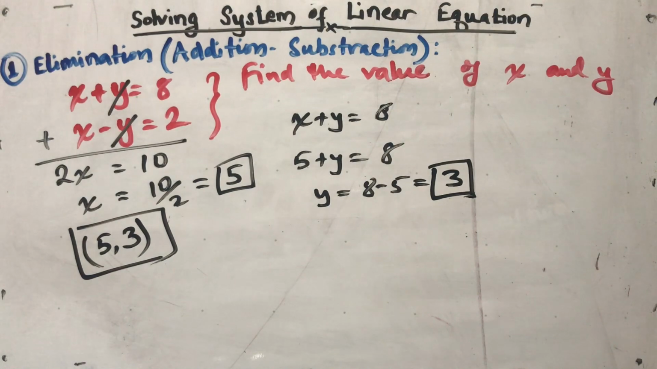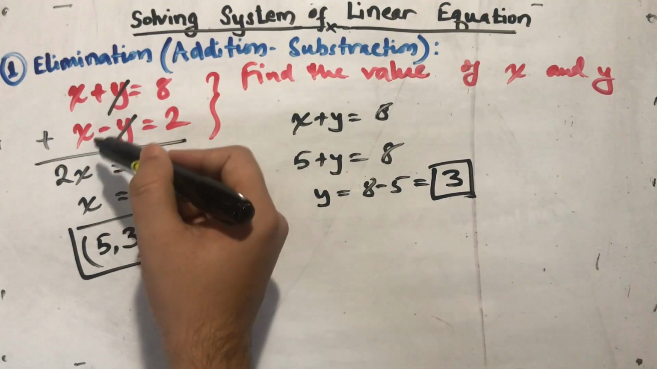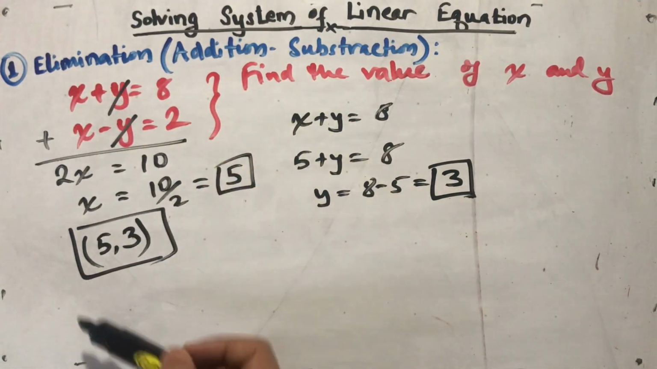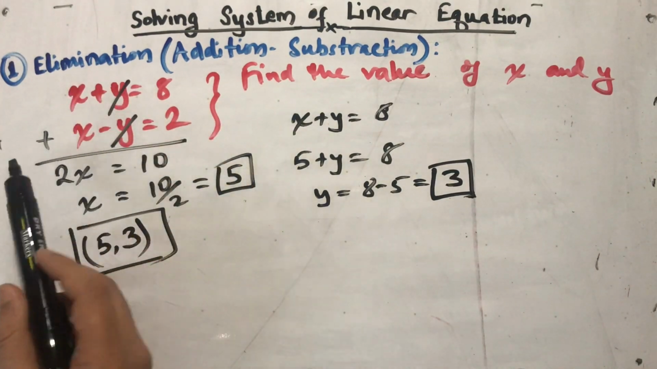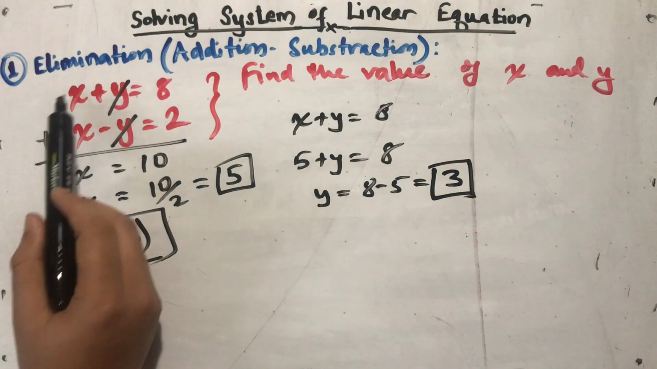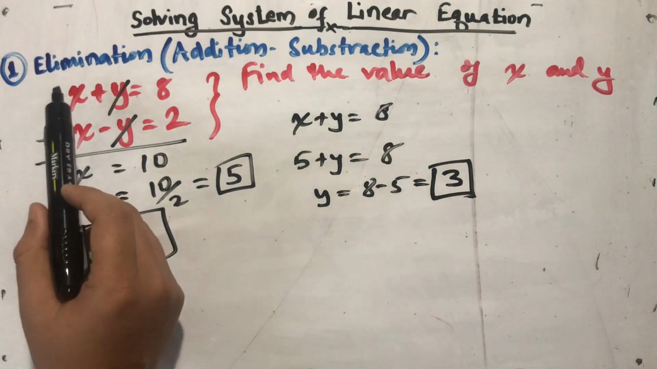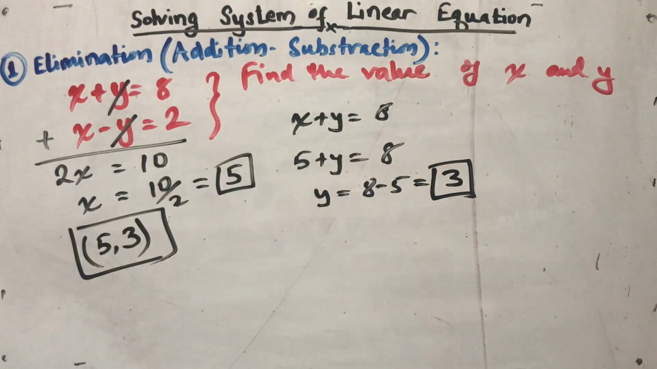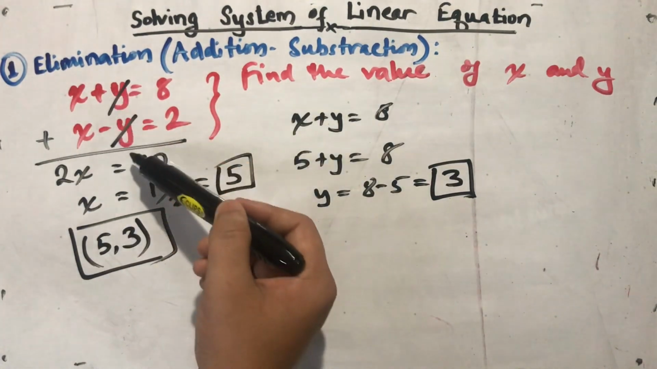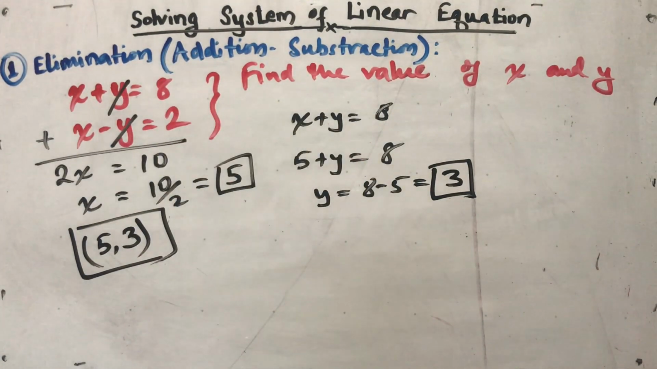Your goal is to add or subtract to get rid of either one of the variables, okay? You could also get rid of x in here, but to do that, we would have to negate one of the equations so that one becomes positive x and the other becomes negative x, so that we can cancel them out. But this one was already set up for the y. Why not just cancel them out, right?